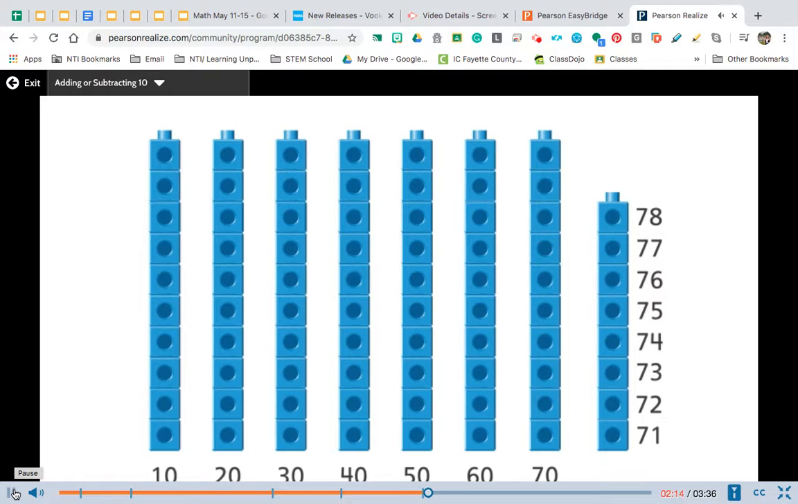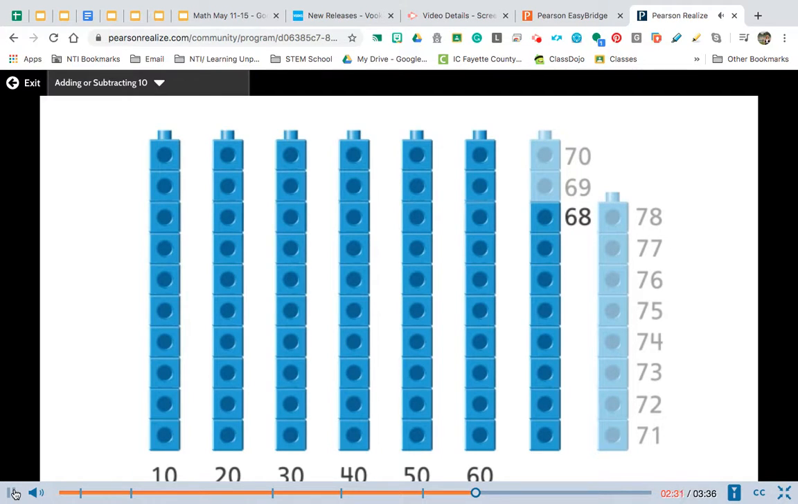I figured this out by counting back. 78, 77, 76, 75, 74, 73, 72, 71, 70, 69. There are 68 cubes left.